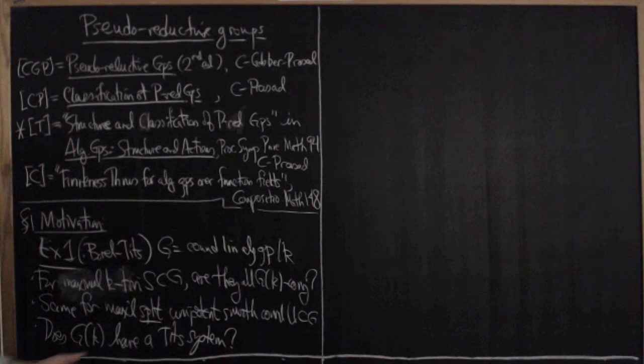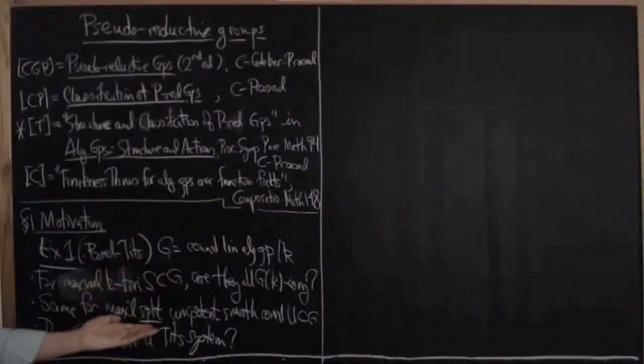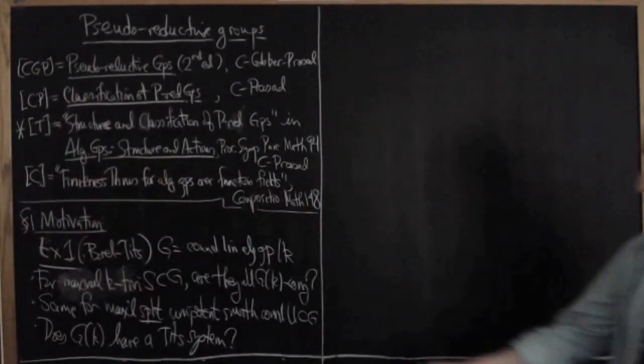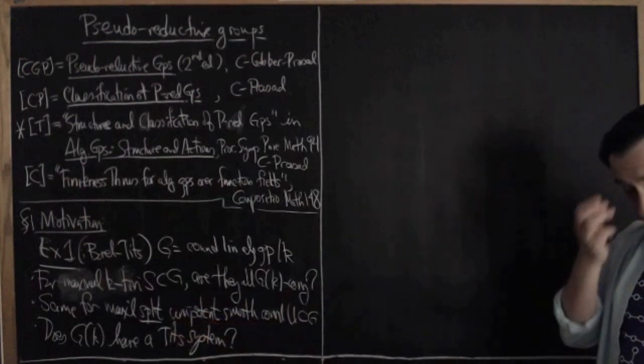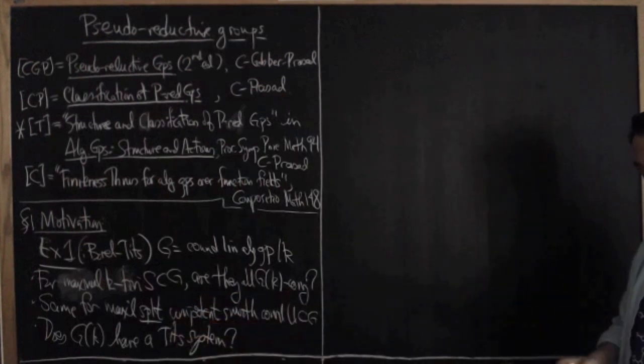Okay. And again, for a reductive group, one makes TIT systems by using maximum split tori and minimal parabolics. But for a fairly general G, what can you say? Is there some mechanism, some way to get a handle on G of K to sort of show that it admits a TIT system? Okay, so that's one class of questions.